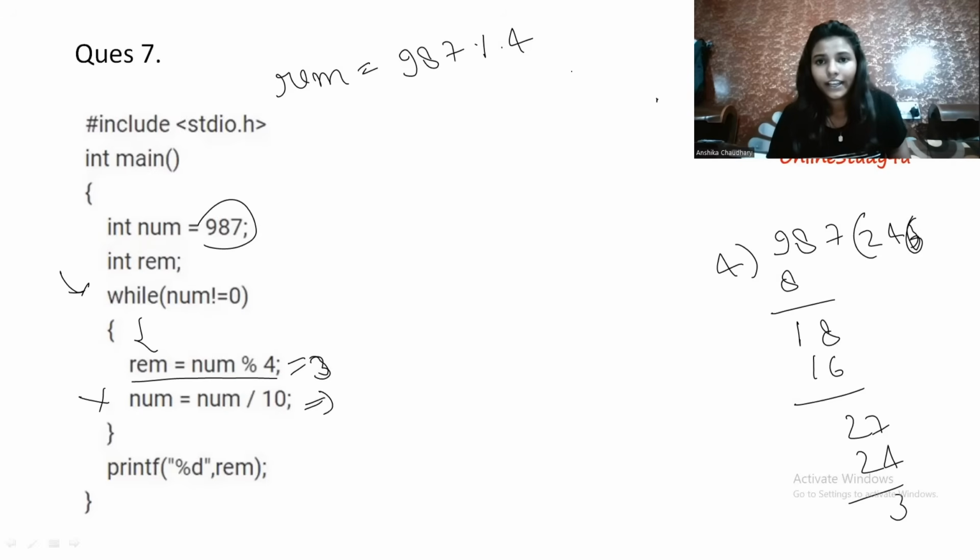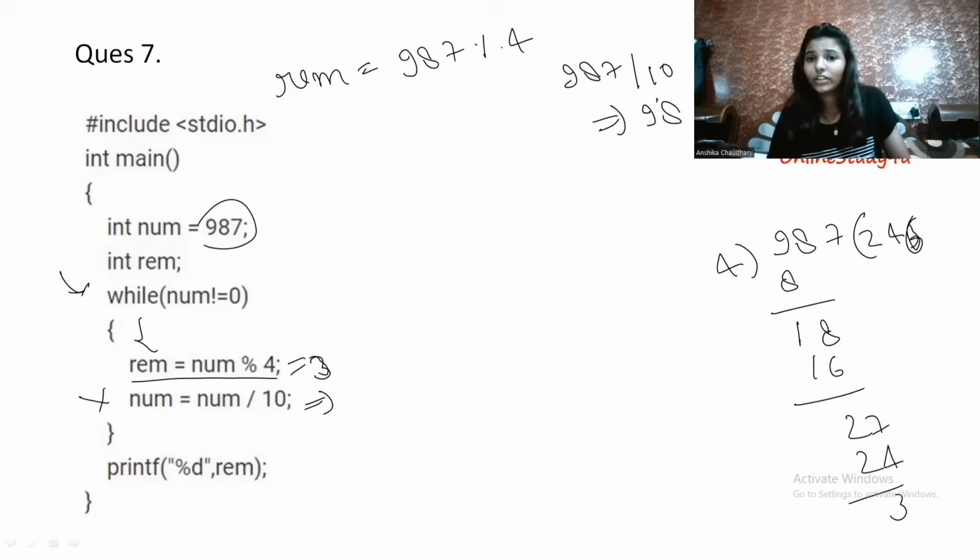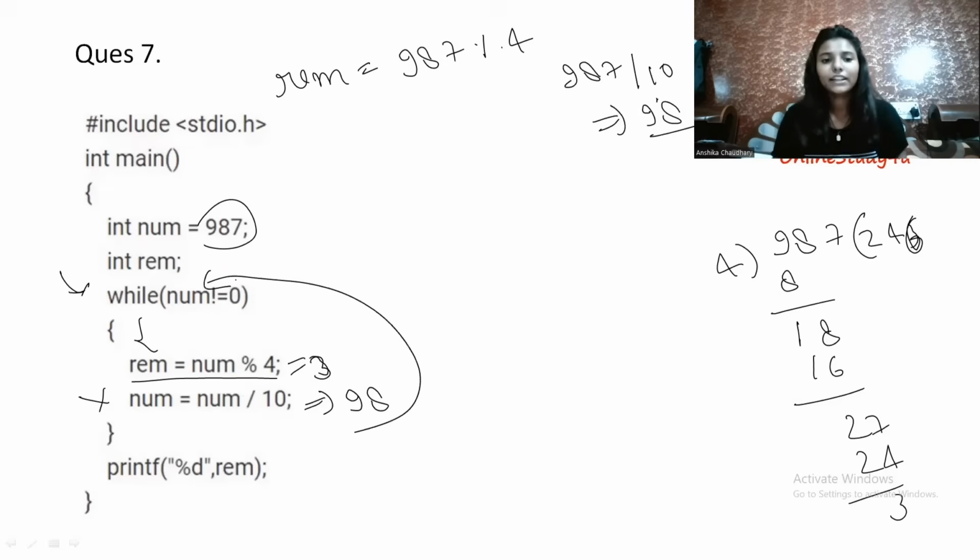So 987 divided by 10 will give 98. Not in point, okay, 98.7? No, because this is an integer value, so we will write it as only 98. So this value is now 98. Again the control will come into the while loop and check that 98 is not equals to 0. Of course it is not equals to 0, so the control will come into this line.